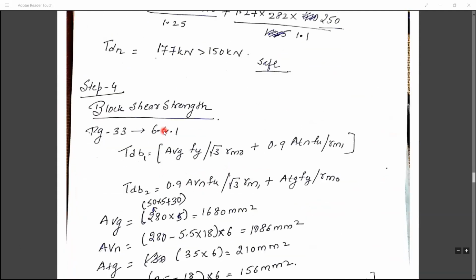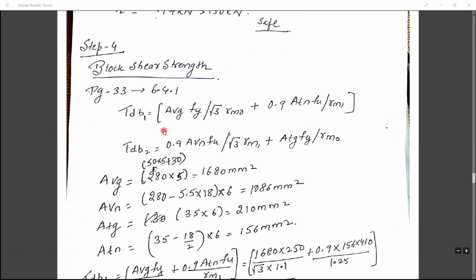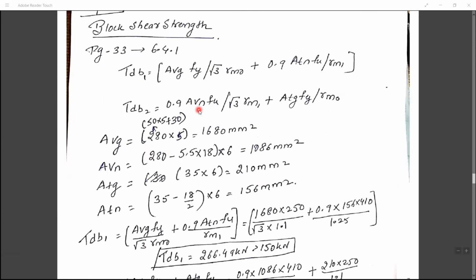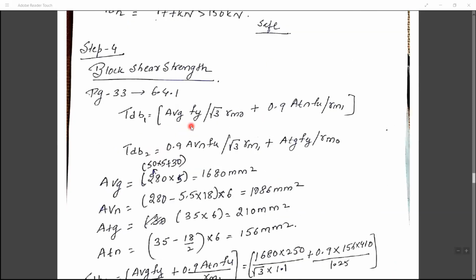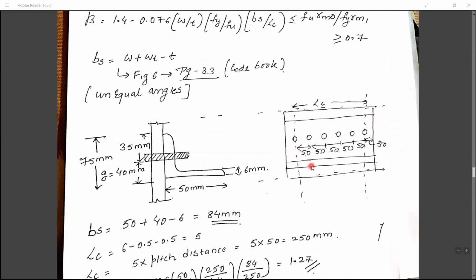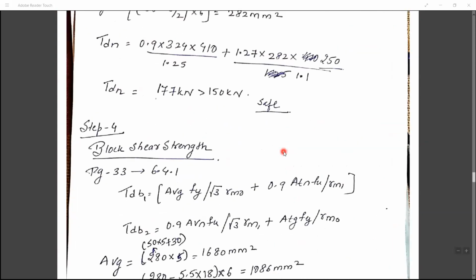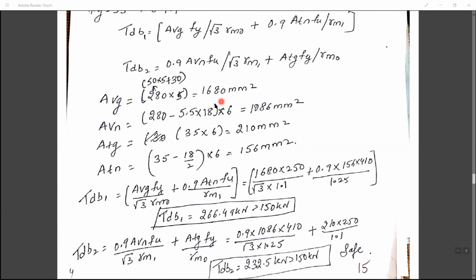So coming to the next step, block shear strength. When you go to block shear strength, there the block shear strength is Tdb equals Avg Fy by root 3 gamma m0 plus 0.9 Atn Fu by gamma m1. Then with respect to block shear 2 also, you have this formula. So here Avg is nothing but 50 into 5 plus 30. How 50 into 5? 50 is nothing but your pitch distance, then 5 number of bolts. With this critical section and this critical section, 6 minus 0.5 minus 0.5, that is 5. So 50 into 5 plus 30, 1680 mm square.